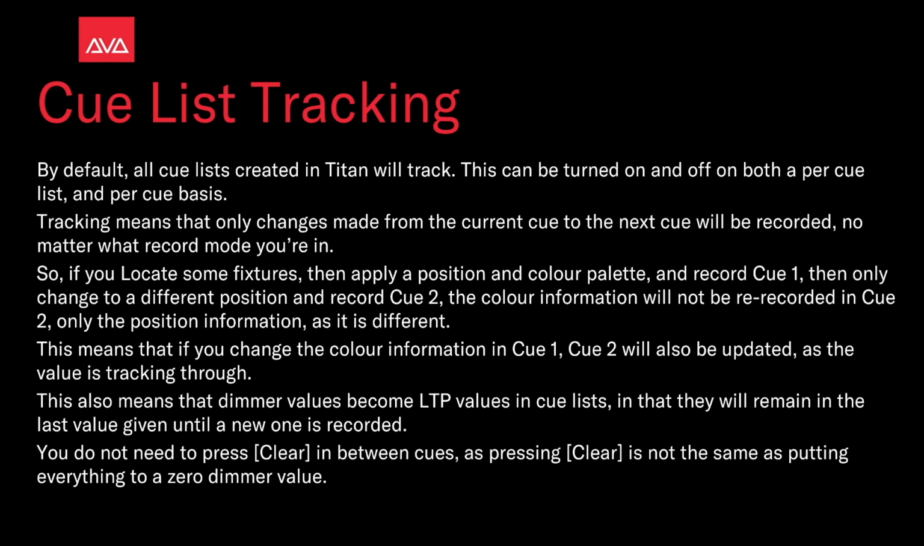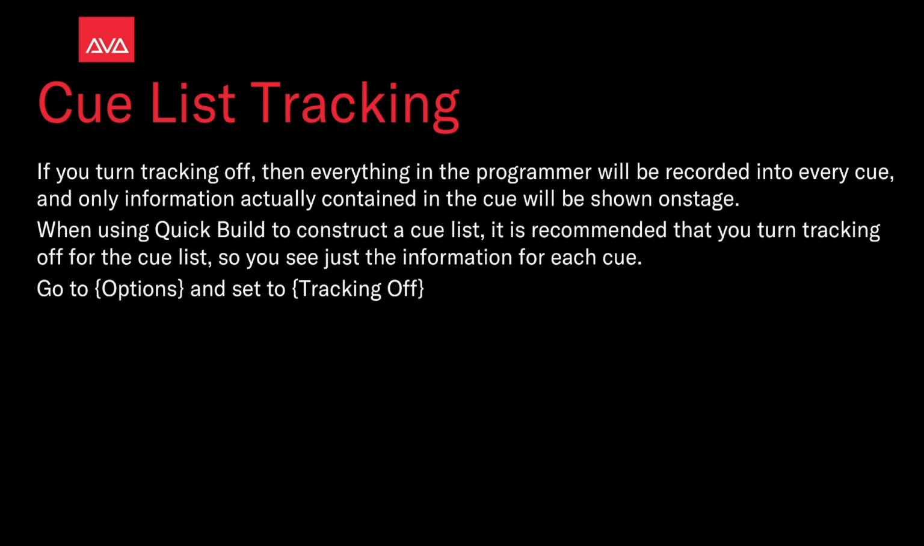It also means that dimmer values become LTP values in the queue lists, and that they remain in the last given value until a new one is recorded. You do not need to press clear in between queues, as pressing clear is not the same as putting everything to a zero dimmer value. If you turn tracking off, then everything in the program will be recorded into every queue, and the only information actually contained in the queue will be shown on stage.